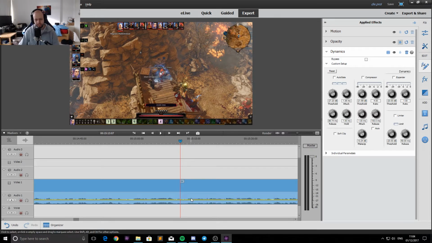We got a very quiet section in here, you can see. So let's just see how that sounds without any compression.